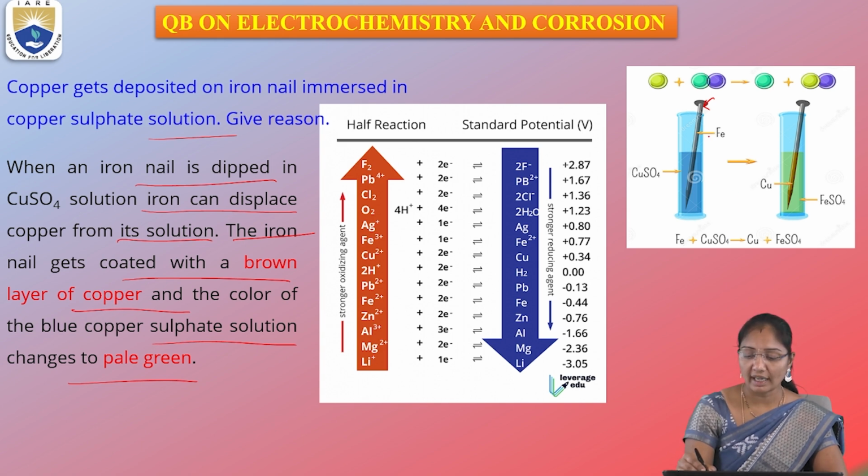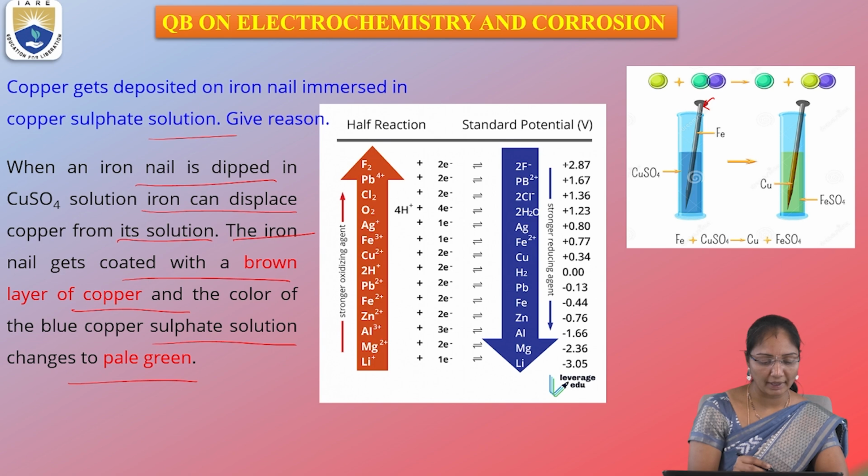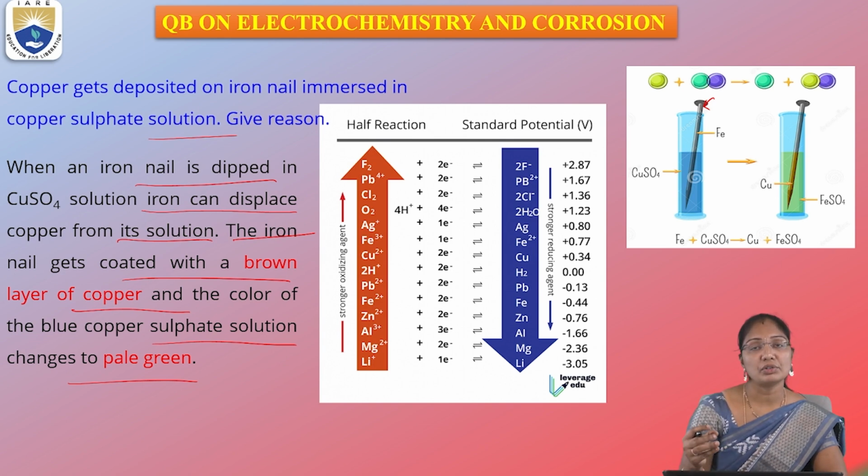Here we can see the iron nail, when inserted into the copper sulfate solution, forms a brown layer of copper on it, and once the layer is formed, the color of the solution changes to pale yellow. The reaction is iron plus copper sulfate gives copper plus iron sulfate. The copper got deposited on the iron because of the standard electrode potential.